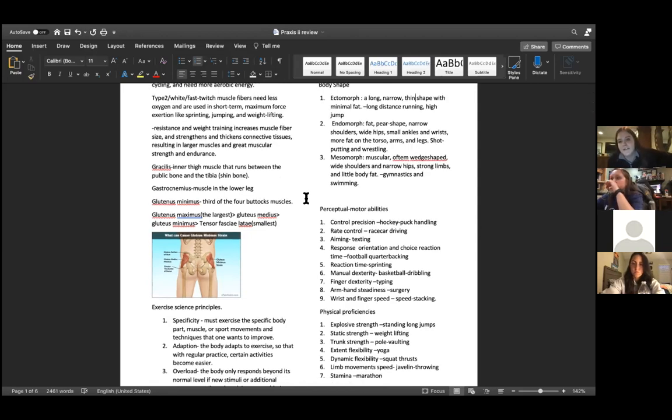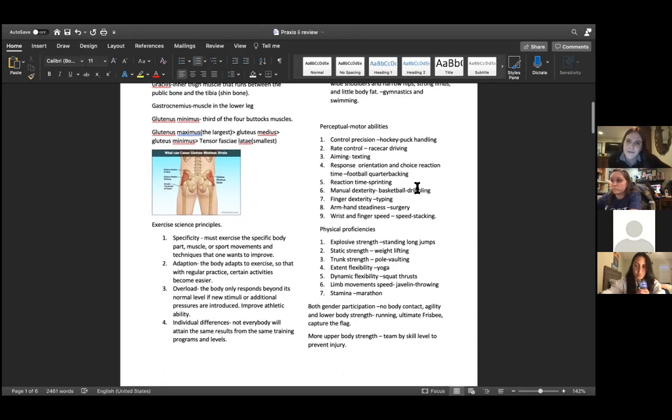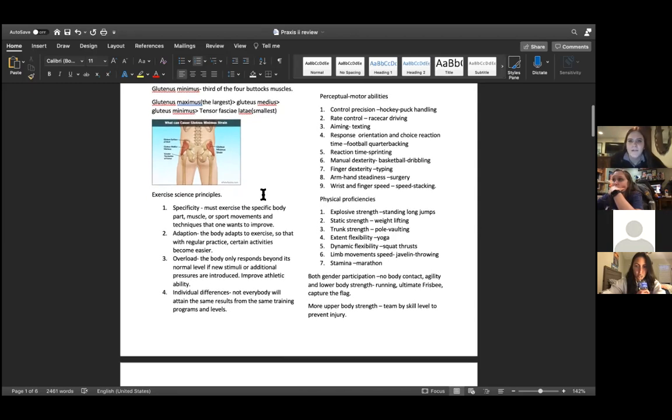Mesomorph, muscular, often wedge shaped. Wide shoulders and narrow hips, strong limbs and little body fat, gymnasts and swimming. I guess those are the usual athletes with that body type. Melissa, do you want to read the next one?